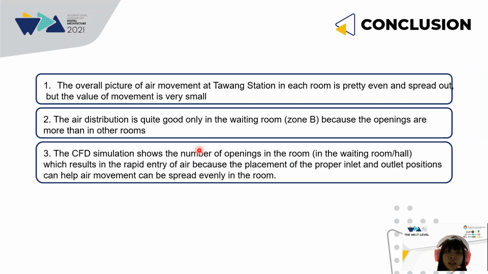Okay, so the conclusion is that overall the picture of the air movement in Tawang Station in each room is pretty even and spread, but the value of the movement is very small. The air distribution is quite good only in the waiting room because the openings are more than in the other rooms. The CFD simulation shows that the number of openings in the room results in rapid entry of air, because proper placement of the inlet and outlet positions can help air movement spread evenly in the room.